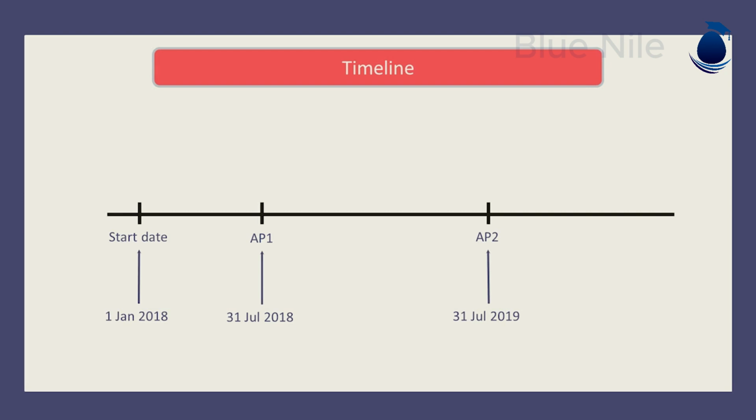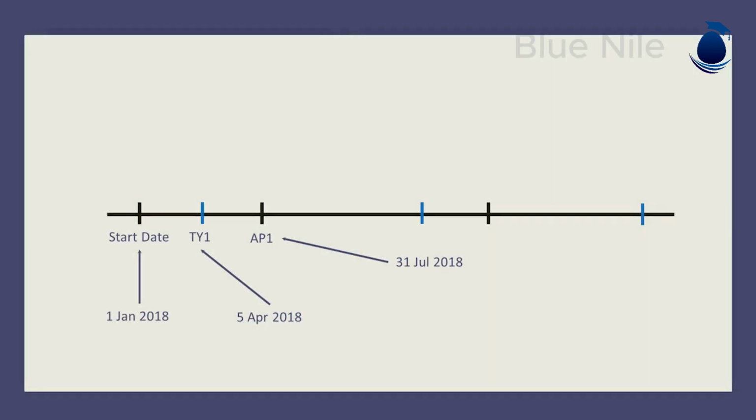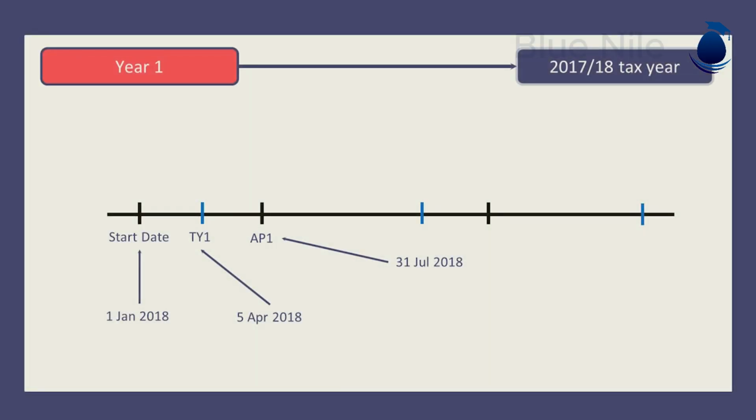Black lines to show the 1st of January 2018 as the start date, the 31st of July 2018 as the end of accounting period 1, and the 31st of July 2019 as the end of accounting period 2. Blue lines to show tax year ends 5th of April 2018, 2019, and 2020. Working through our rules, year 1 for Ross will be the 2017-18 tax year as the start date of the 1st of January 2018 falls within that year.